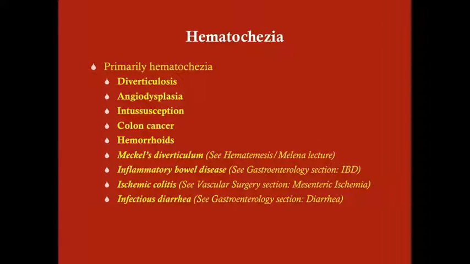We'll talk about angiodysplasia of the colon, and then intussusception, which is primarily a disorder of pediatrics, colon cancer, and then internal hemorrhoids. Meckel's diverticulum we talked about in the upper GI part, the part on hematemesis and melena. Inflammatory bowel disease, I would direct you to the gastroenterology section. I pretty much talked about all the surgical management for that in that section as well as the medical management. And then ischemic colitis, I discussed in the vascular section on mesenteric ischemia. And then infectious diarrhea is discussed in the medical section.